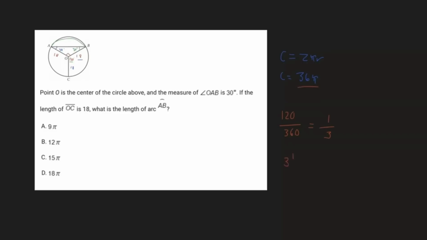So 36 pi, let's just divide this by 3, because we know that this angle represents 1/3 of it. And so we can just do 36 over 3, which is 12, and keep the pi, so we don't have to simplify it completely. And so our final answer here is 12 pi, and it does match up with answer choice B, and therefore that is our answer.